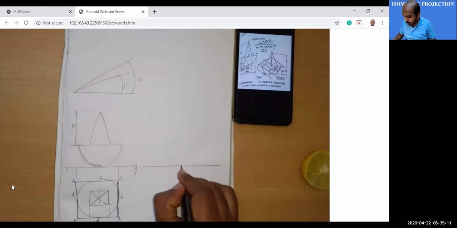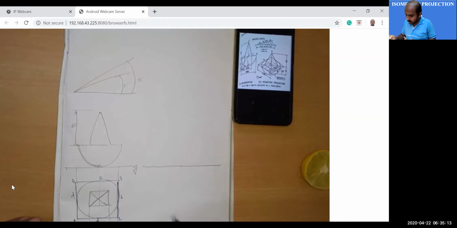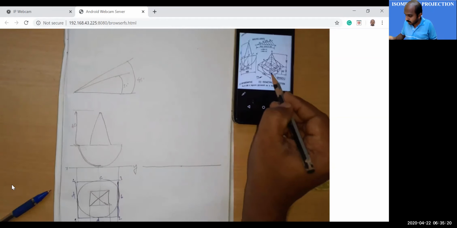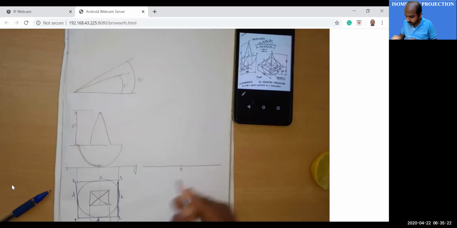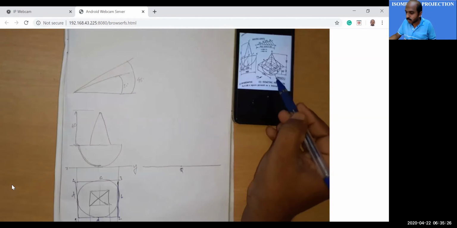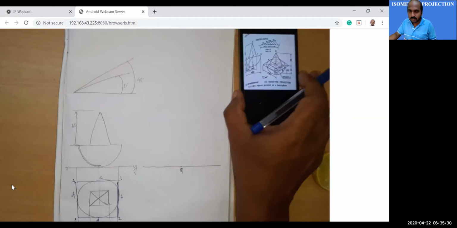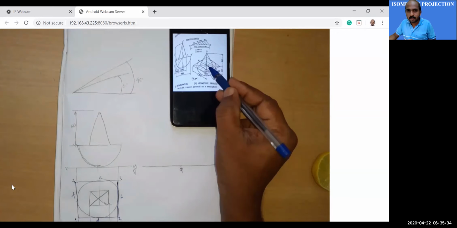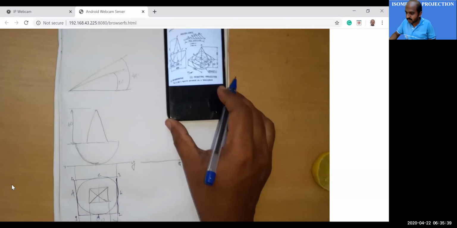So from this point, you locate the center. Here in this figure, it is here. Let this point be Q. From this Q, you locate P. What is P there? P is 40 mm height.